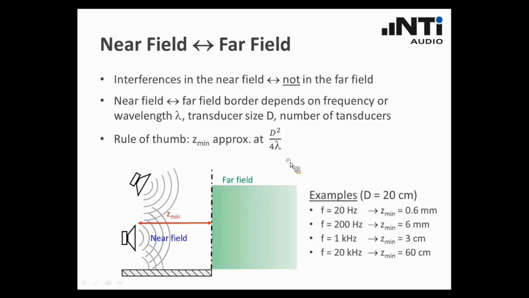In practice, I'm going to give you a few examples. For instance, calculated for a transducer of 20 centimeter diameter. Here you can see that for low frequencies, 20 Hertz, the near field is very small. It's just a fraction of a millimeter. Whereas for high frequencies, we have a noticeable size of the near field.